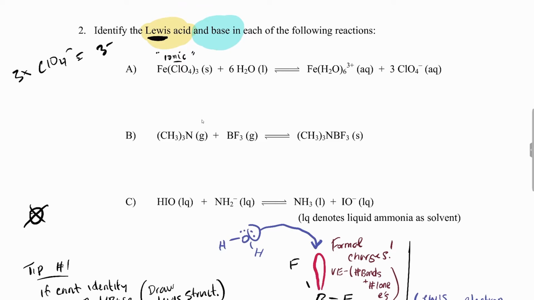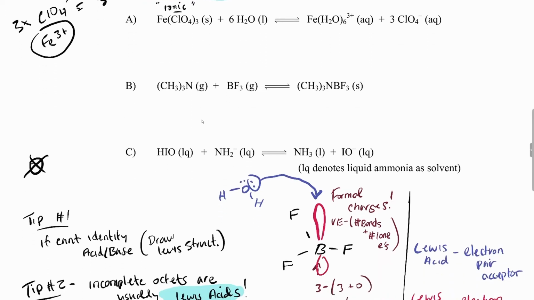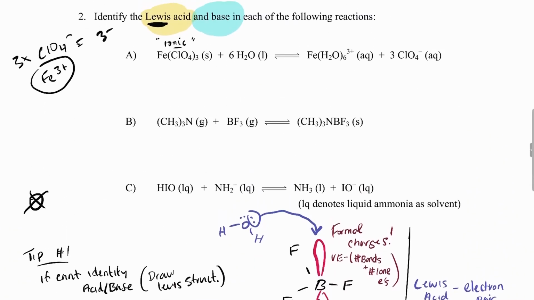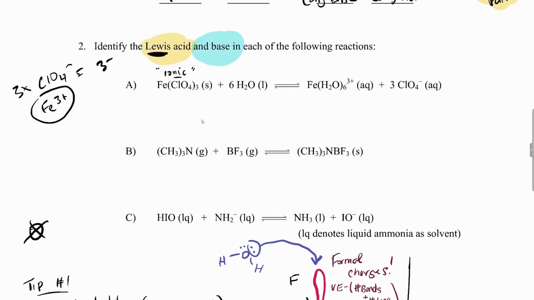Therefore, it would mean that in order to stabilize this ionic compound, the iron here would have to have a charge of 3 plus. That's how I would identify it. Well, we said Fe3 plus, and that would work with tip number 3 in this case. A highly cationic charged metal is typically going to be a Lewis acid, so that allows me to identify this as my Lewis acid. That's what I meant by highly charged cationic metals.